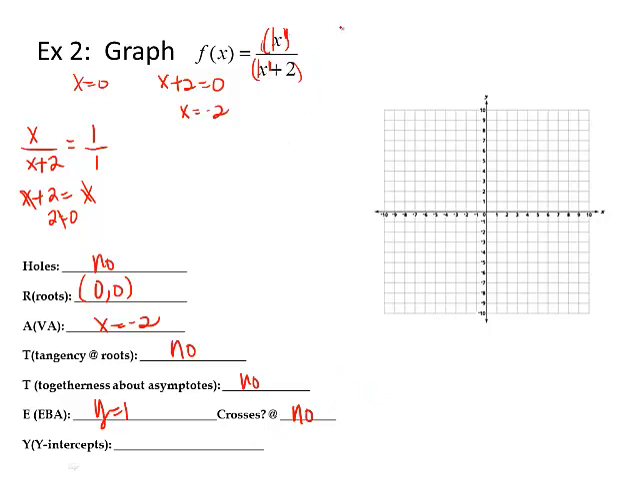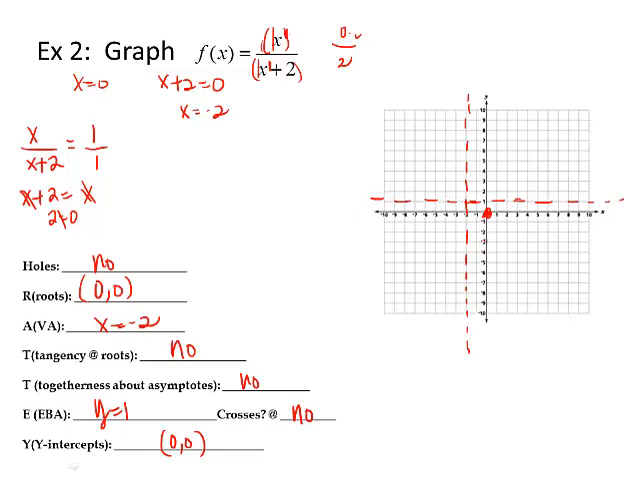Y-intercept, put in 0. So I have 0 over 0 plus 2. Well, anytime 0 is on the top, that is just 0. Alrighty, so my root and my y-intercept are the same. Alright, vertical asymptote at negative 2. Okay, end behavior is that y is 1.